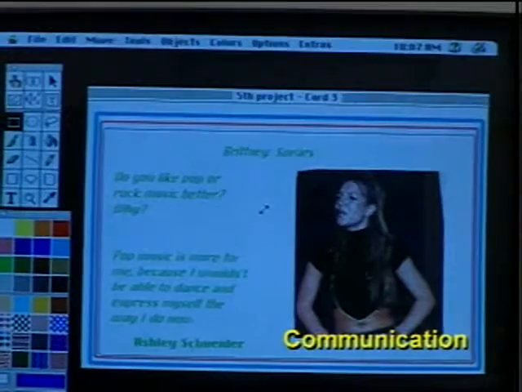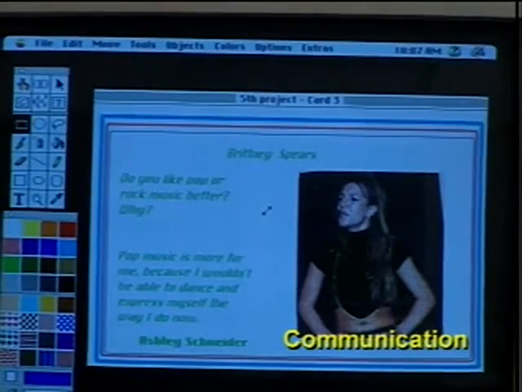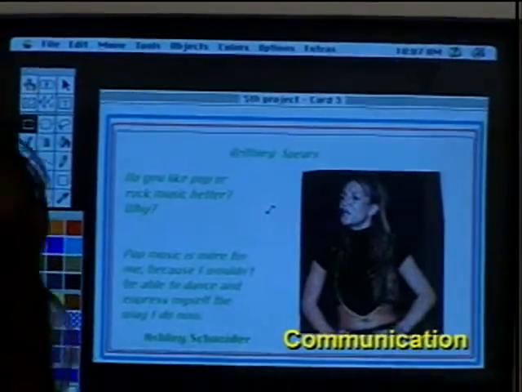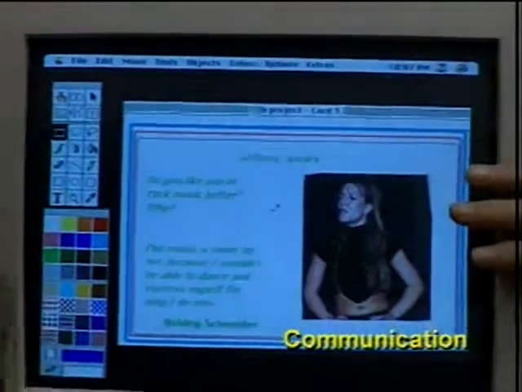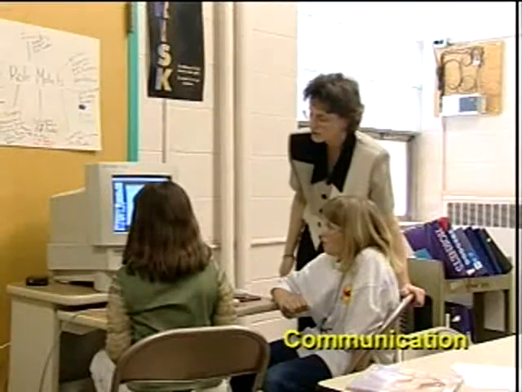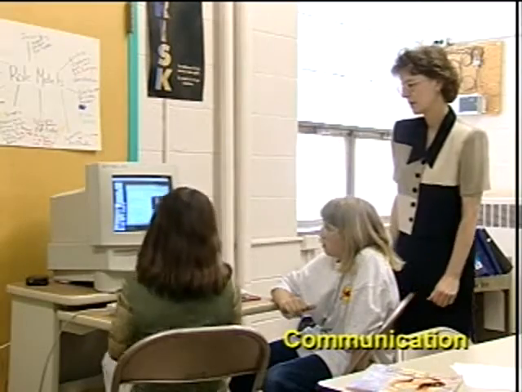The students gather all information and images they need and combine them in HyperStudio presentations about the famous personality they chose. This demonstrates the communication stage of information processing.